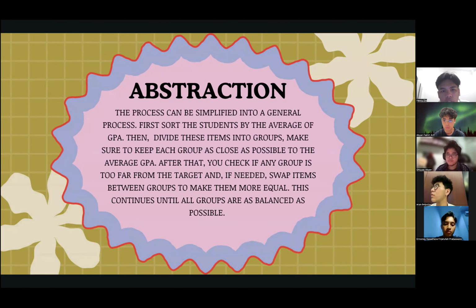Moving on to abstraction. So the process can be simplified into a general process. First, sort students by the average of GPA, then divide these items into groups. Make sure to keep each group as close as possible to the average GPA. After that, you check if any group is too far from the target, and if needed, swap items between groups to make them more equal. This continues until all groups are as balanced as possible.